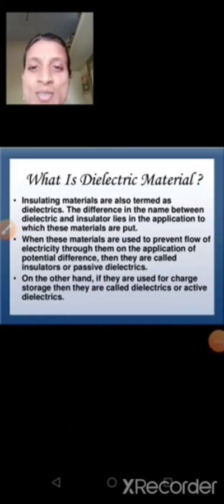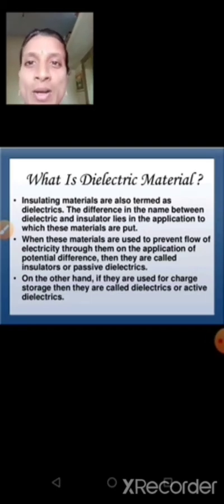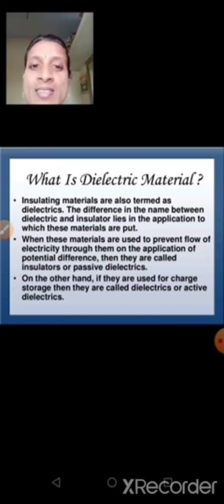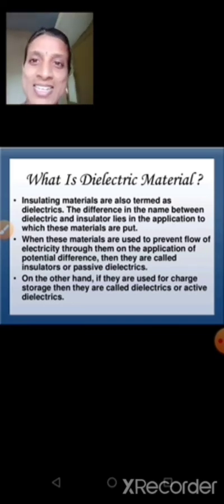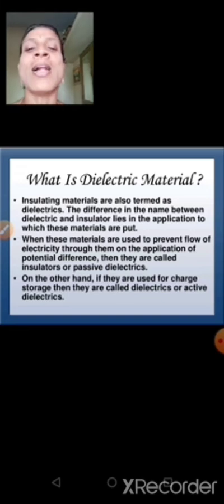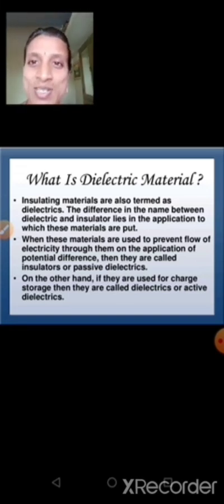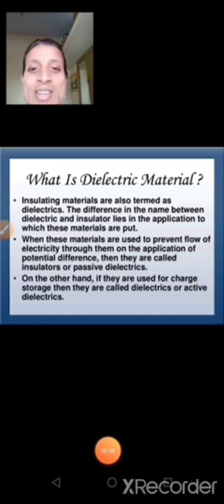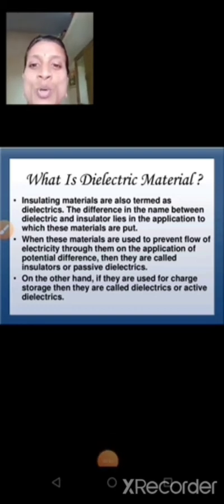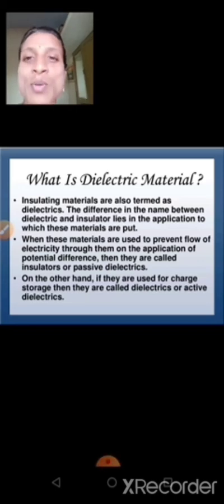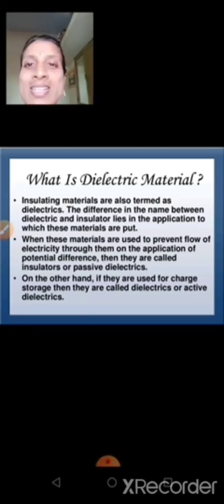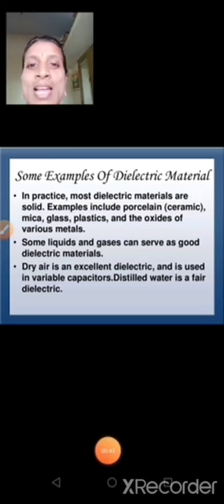So, dielectrics are insulators. They are termed dielectrics. The difference between dielectrics and insulators is based upon the application purpose for which we use them. The main point is that all materials we consider as dielectrics behave as insulating materials because they prevent the flow of current. If the material allows electricity through it, it is said to be a conductor. If the material does not allow electricity through it, it is said to be an insulator. We use these dielectric materials to store charge. Charge storage is mostly used in capacitors. That's why these dielectric materials are called active dielectric materials.